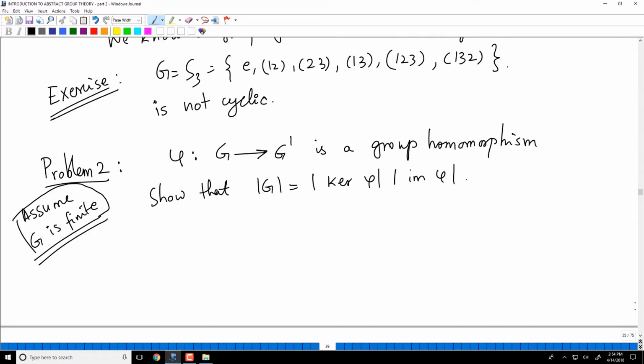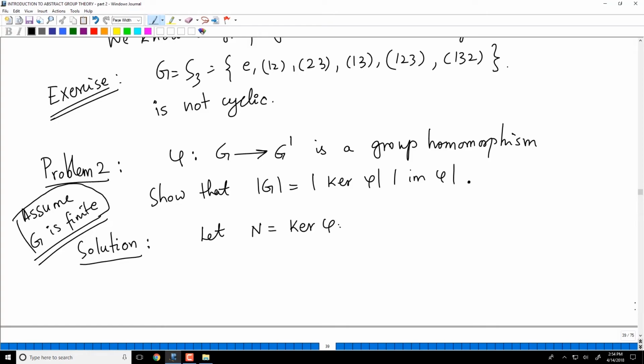Remember, kernel phi is the set of elements of G which map to the identity element of G prime. Image phi is simply the image of the function, all elements of G prime that have pre-images in G. So show this. This is also a problem which illustrates important features of group homomorphisms as well as application of the notion of cosets. So I'm going to give a name for this. Let N equal kernel phi.